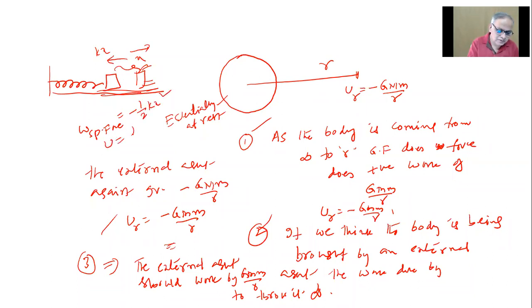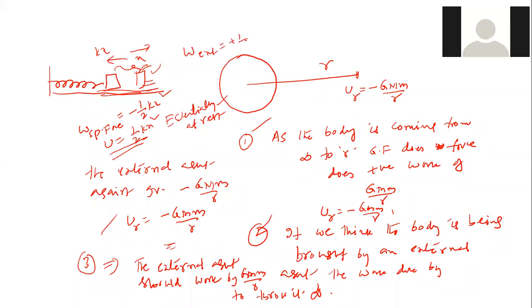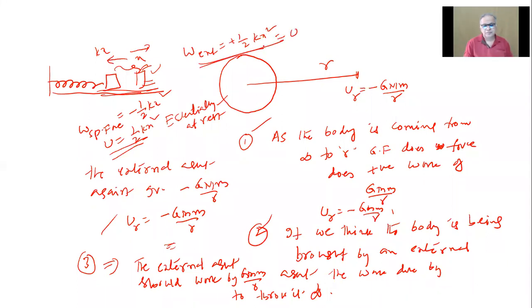So what work is done by me against kx? Work done by the external agent will be plus half kx square, and that is equal to the potential energy. So in terms of work done by the external force, it is directly the work done by the external force. Remember it. But in terms of the conservative force, it is the negative of the work done by the conservative force. So that way, it's not so tricky.